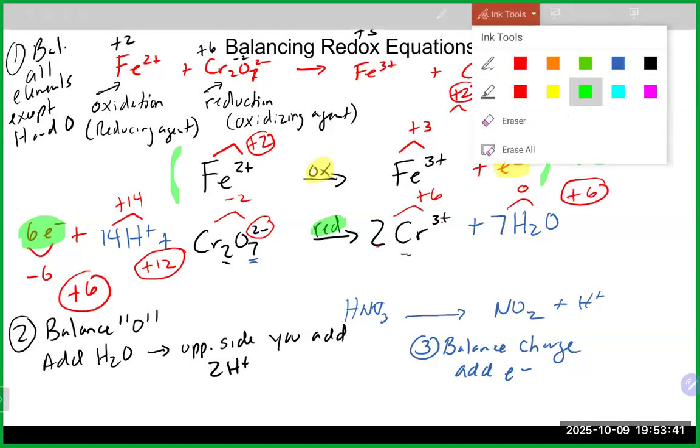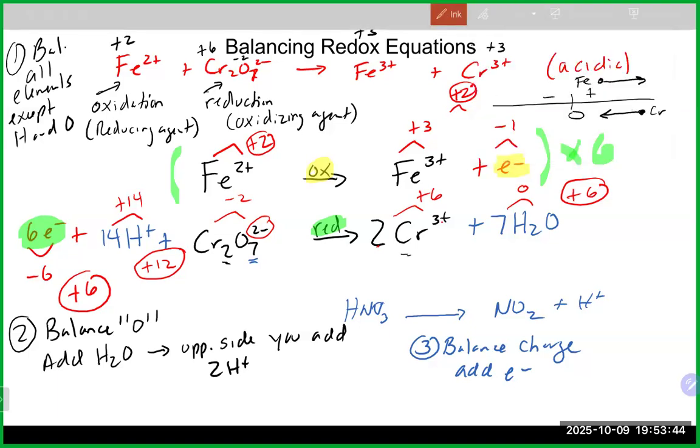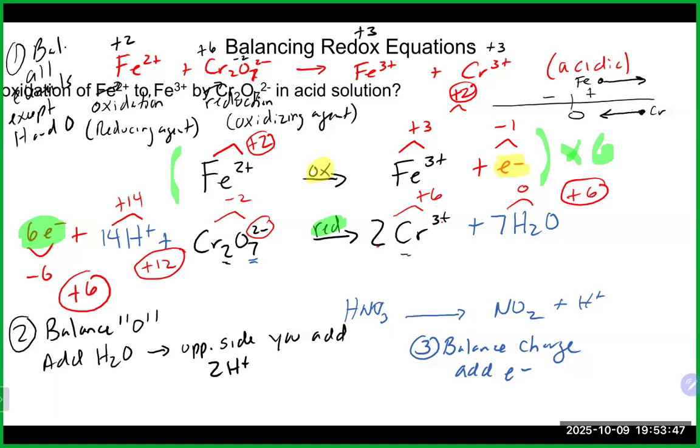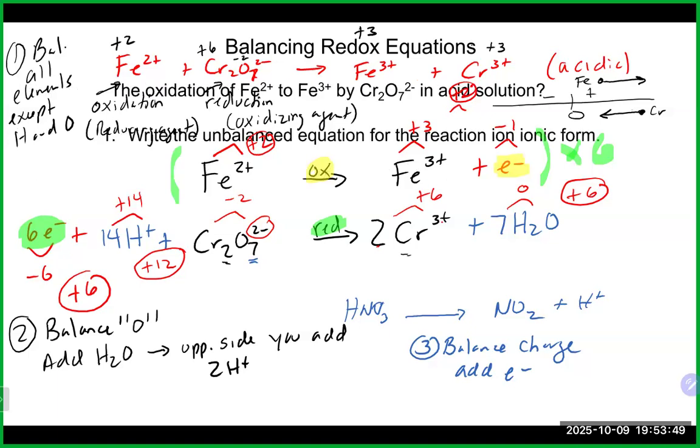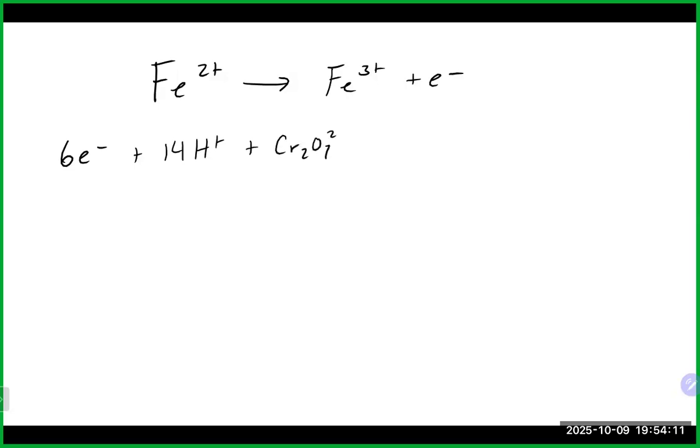So if I do that, I think I'm going to copy it on the next page here. It's just a little crowded here, I think. So I got 2 plus, 3 plus. So we got Fe2+, Fe3+, and we had 1 electron. And then on this side, we had 6 electrons, 14 hydrogens, 6 electrons plus 14 hydrogens plus a dichromate. And that went to our chromium with a +3 that had a 2 in front of it, I believe. And that should be everything. And 7 waters. There we go.